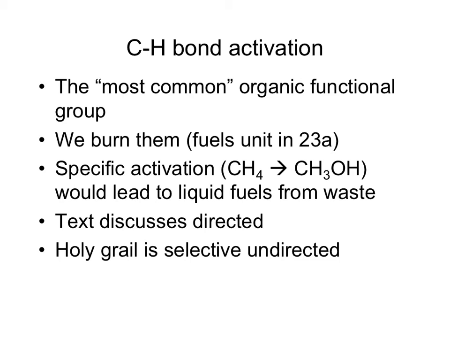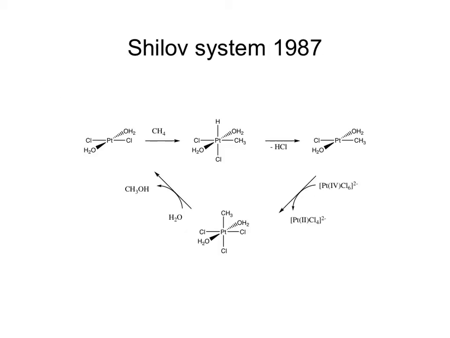There are many other ways to solve these types of problems, but that's the one that organometallic chemists have looked at the most. We discussed directed C-H bond activation, so you can construct a ligand that allows the metal to sort of bind to the substrate and activate one C-H bond, but the holy grail is the selective undirected C-H bond activation.